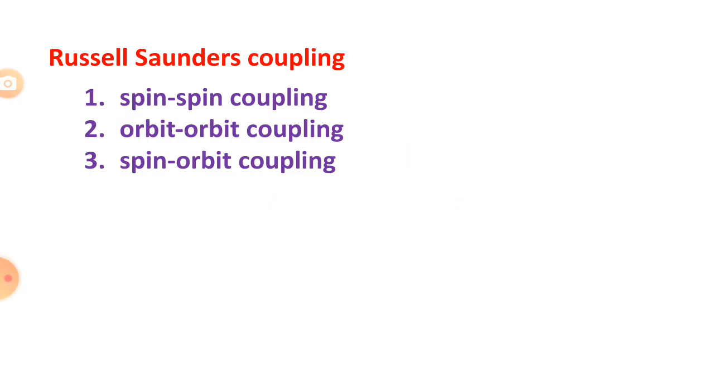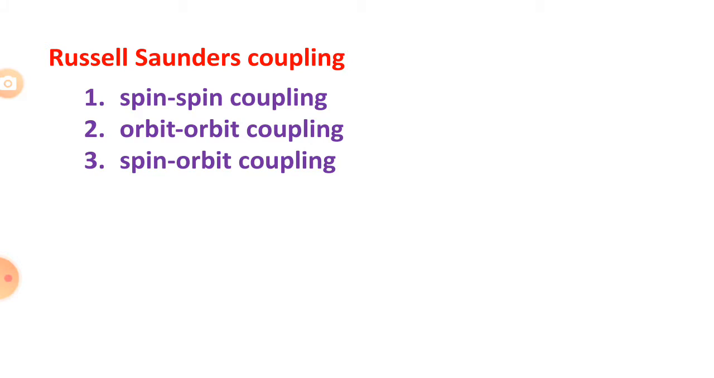First one is spin-spin coupling. Spin-spin coupling means resultant spin angular momentum. Then the next one is orbital-orbital coupling, and the third one is spin-orbital coupling. As we have seen, what is the meaning of spin-spin coupling? Spin-spin coupling is 2S plus 1.